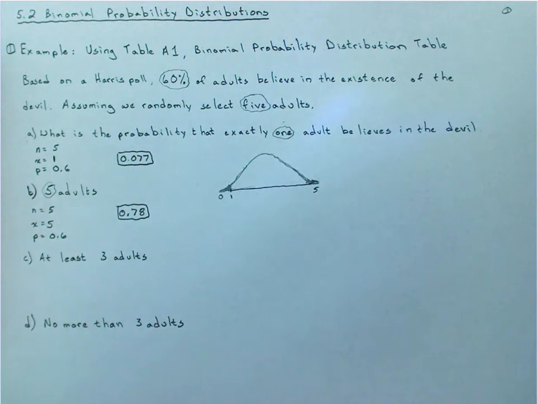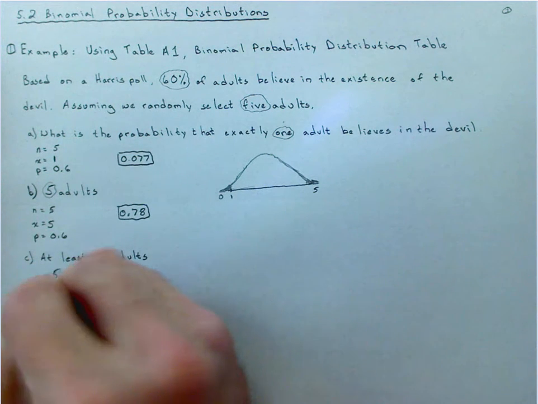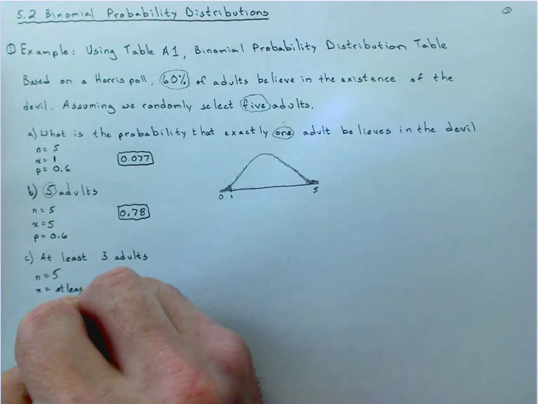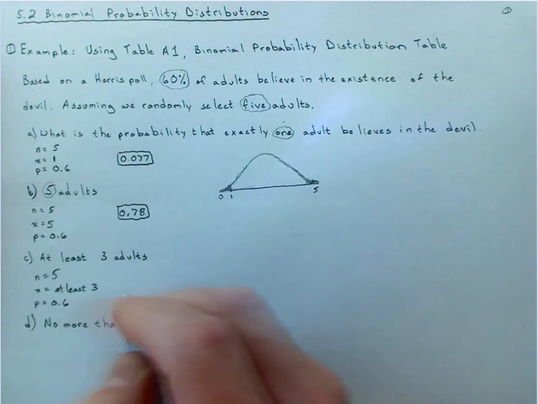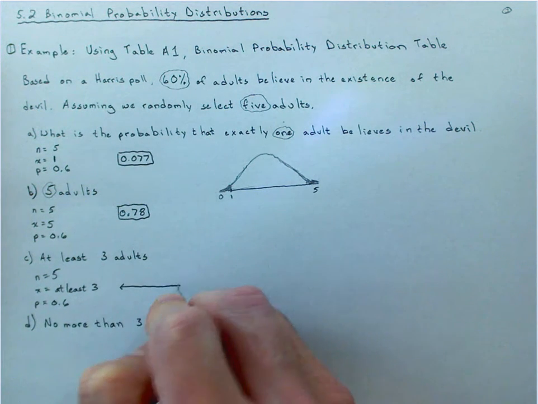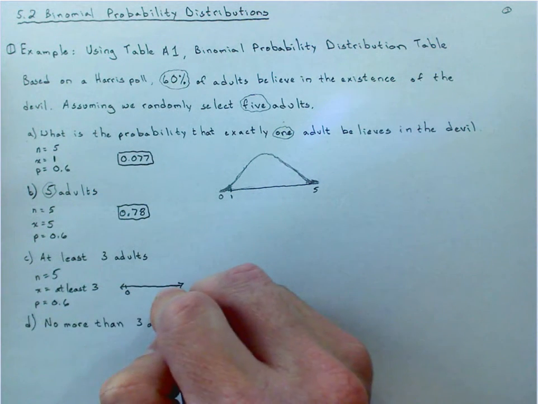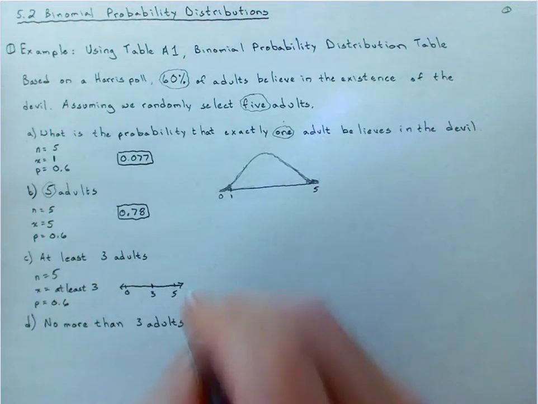Okay? The next one says at least 3 adults. So with that, N equals 5, X equals 3, and P is 0.6. The key thing is "at least." So visualize that in case you get caught up in it. We know we're ranging from 0 to 5. 3 is somewhere in here. At least 3.